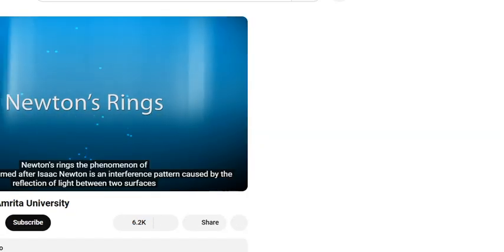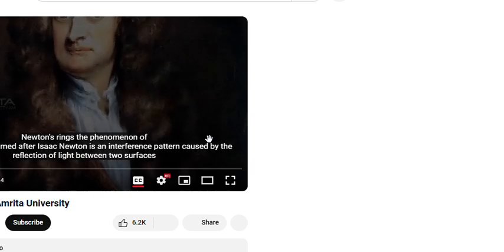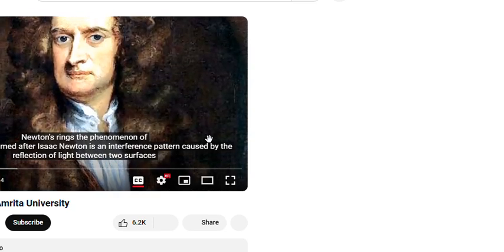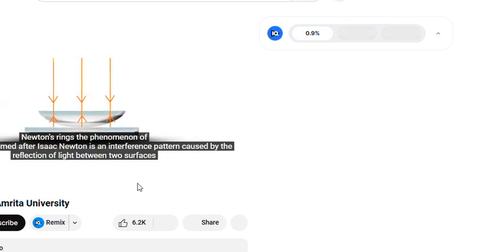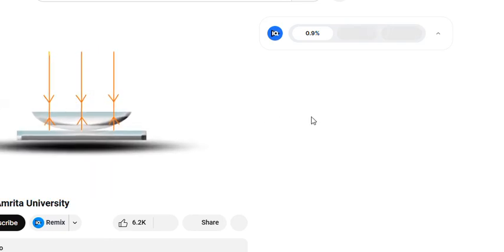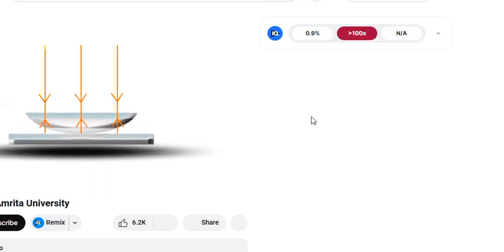Okay guys, we are just watching a video on Newton's rings. The phenomenon of Newton's rings, named after Isaac Newton, is an interference pattern caused by the reflection of light between two surfaces, a spherical surface and an adjacent flat surface.